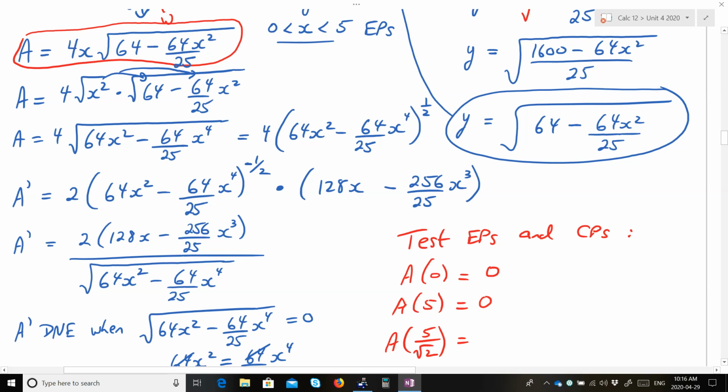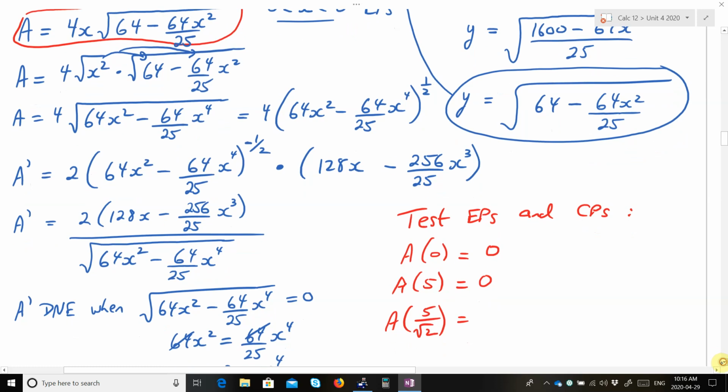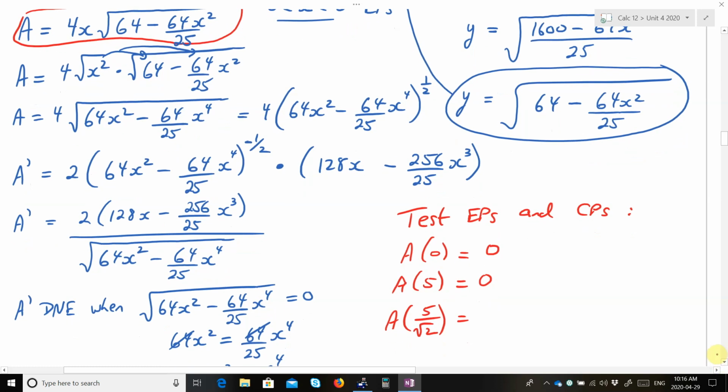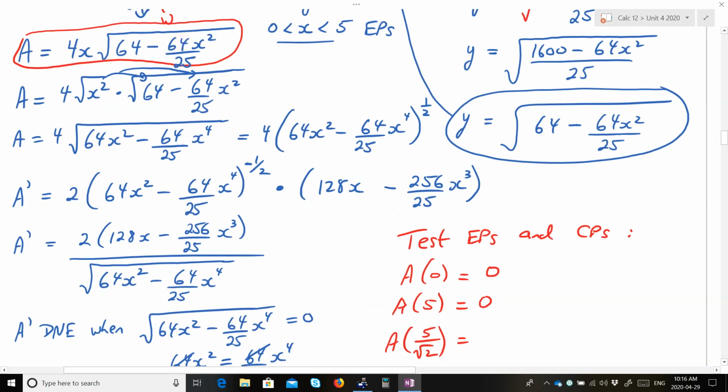Okay, so our maximum area is going to come at 5 over root 2. And we want to find the area of the largest rectangle, so we want to put 5 over root 2 into the area function.